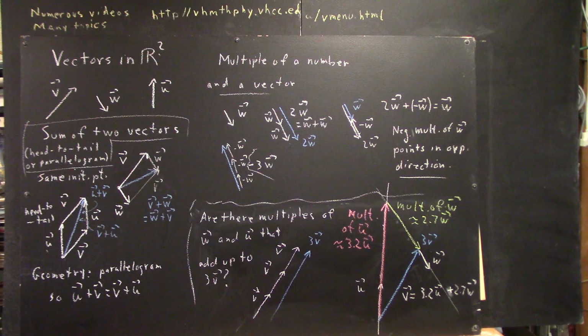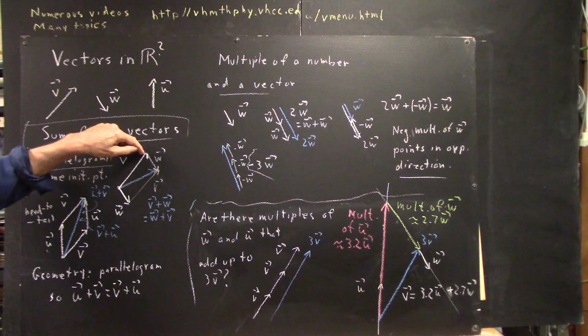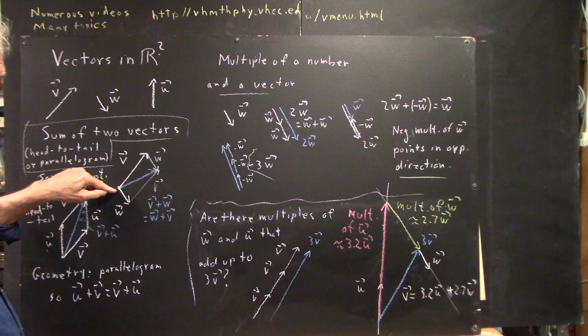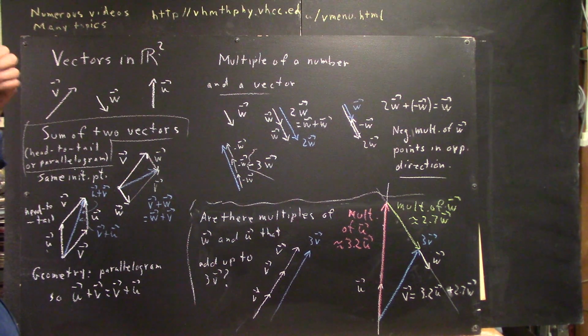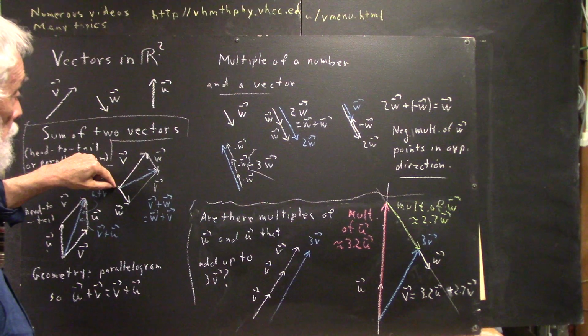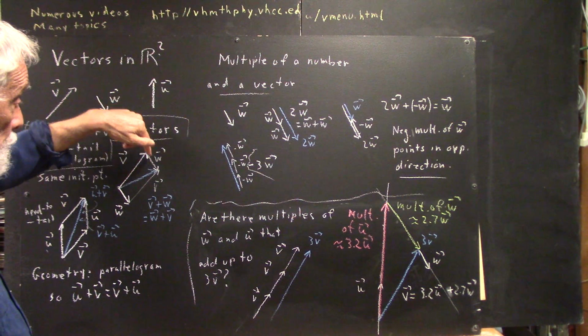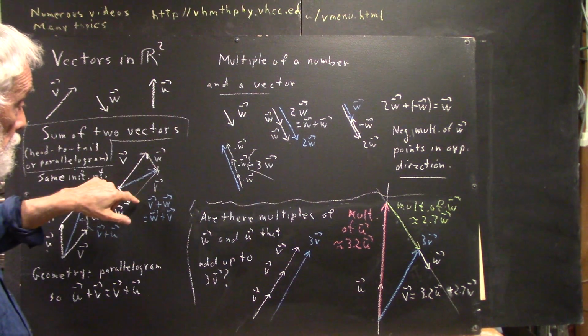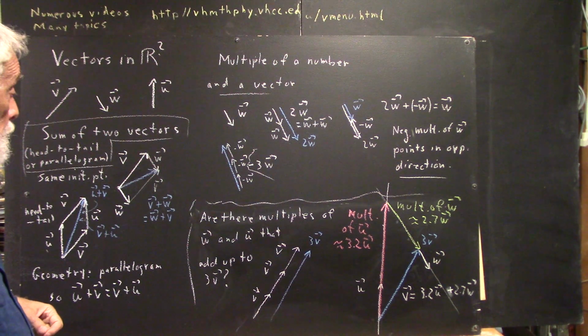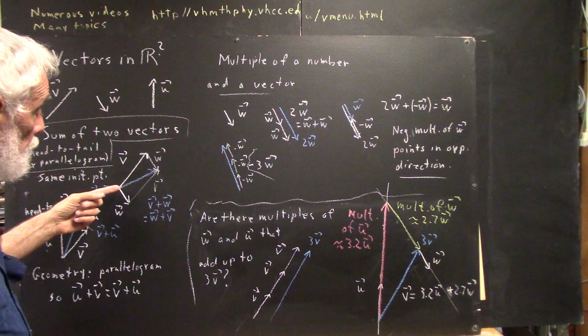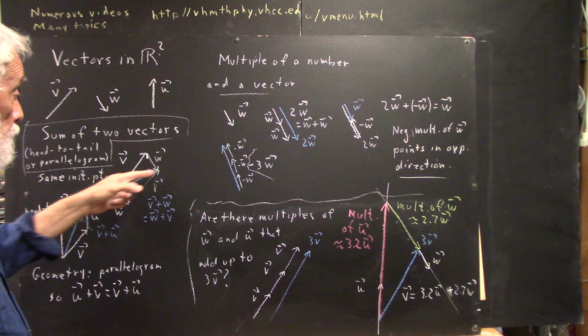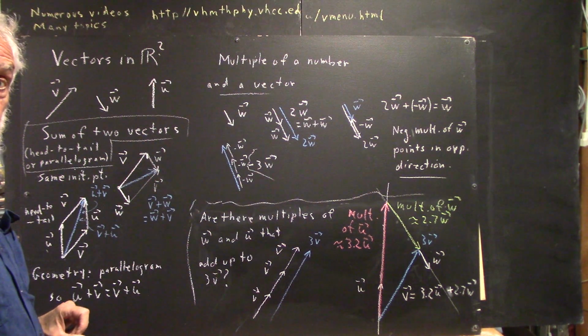Okay, there are two ways to do that. Here's the V vector, here's the W vector. They're both drawn with a common initial point. I can get the V plus W vector by just drawing a W vector up here and a V vector here, which creates a parallelogram. And the V plus W vector is the diagonal of that parallelogram.